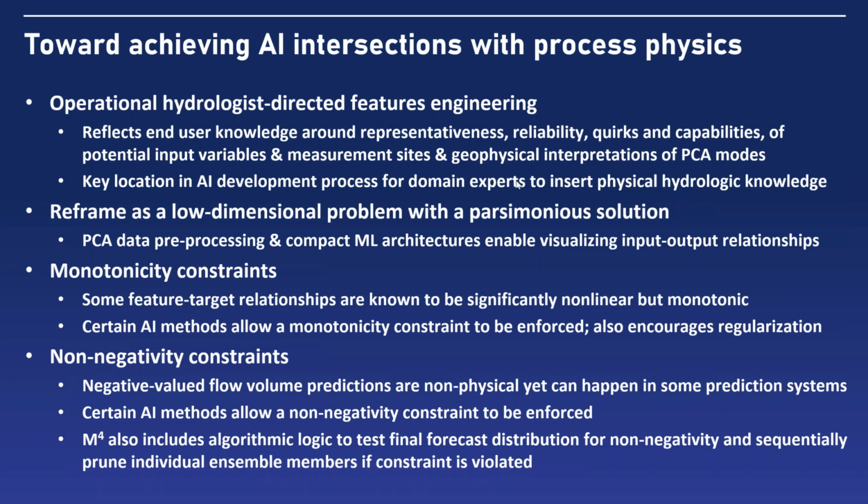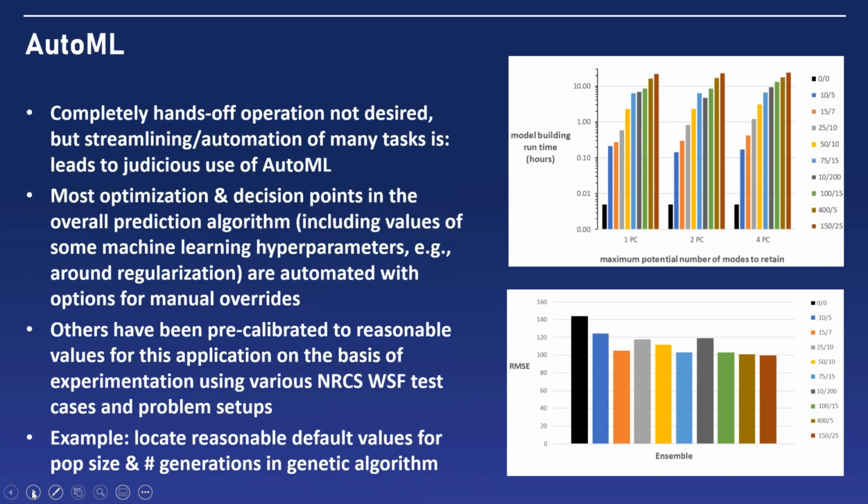So there's specific technical steps that are undertaken to achieve that. And the result of that is that you wind up with something that's straightforward enough that you can actually graphically visualize input-output relationships, which is really important for having this physical explainability. And also the application of monotonicity and non-negativity constraints is really important. Yeah, so that's the explainability angle. Next slide, please. In a nutshell, anyways.